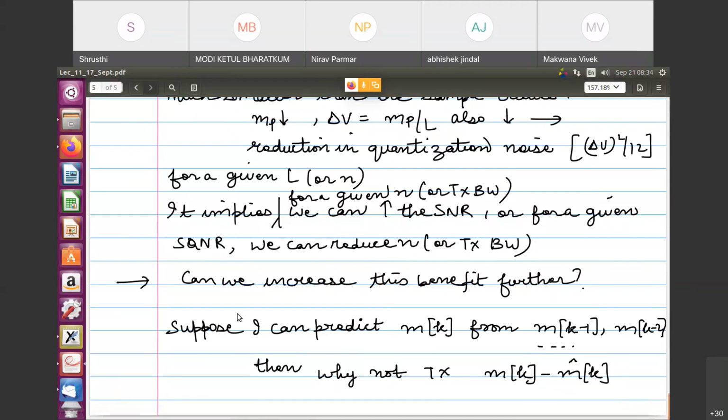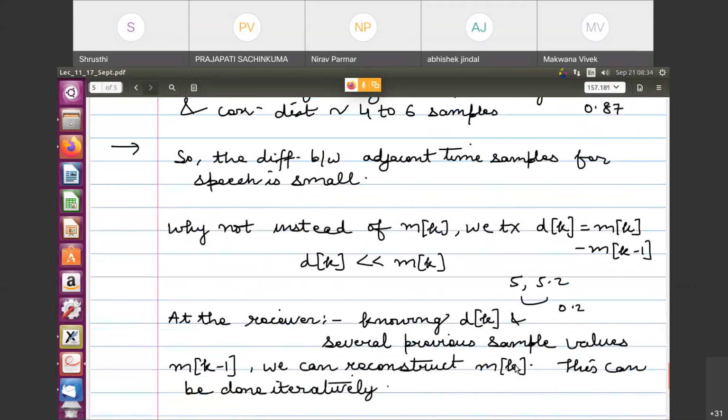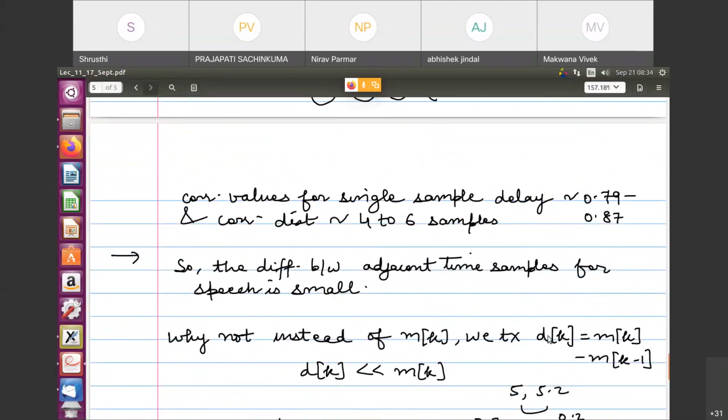So we closed our lecture with this: can we increase this benefit further? If the signal is really slowly varying, possessing a lot of derivatives, that is, a smooth function, then why not predict the current sample based on the previous samples? If our prediction is good enough, then m of k minus the predicted value of the sample would definitely be smaller than this d of k, further smaller.